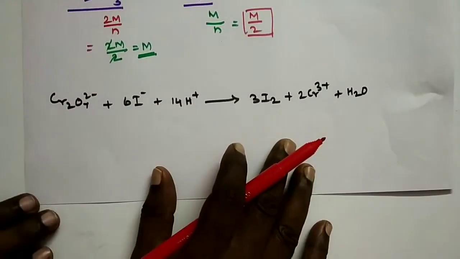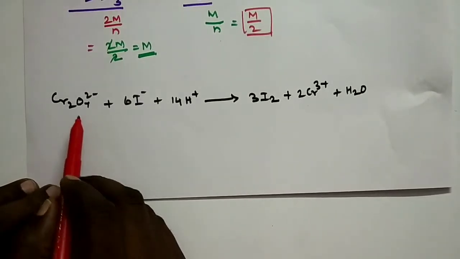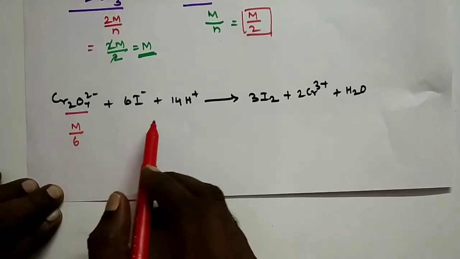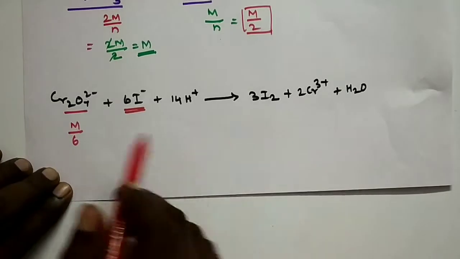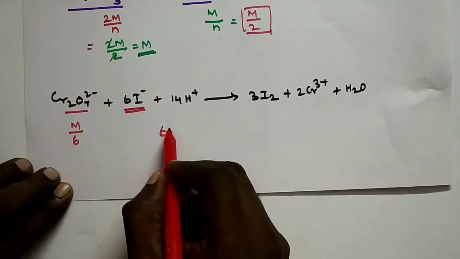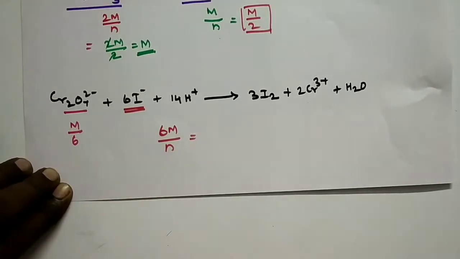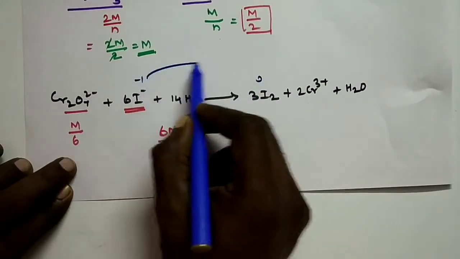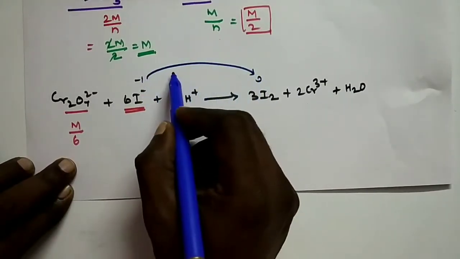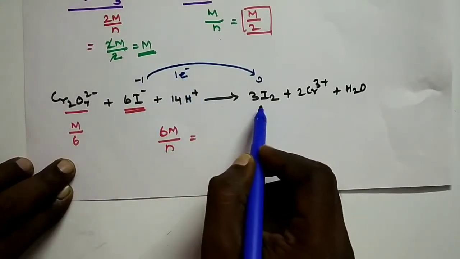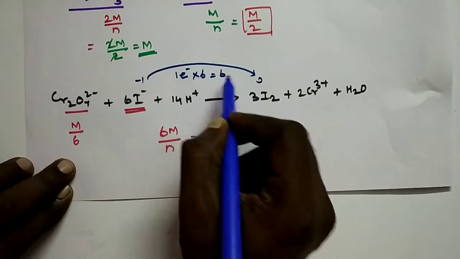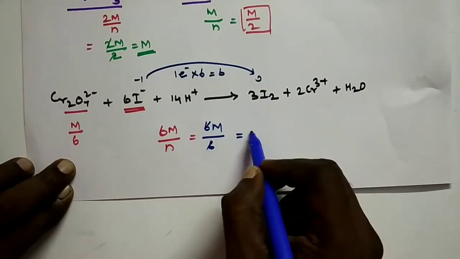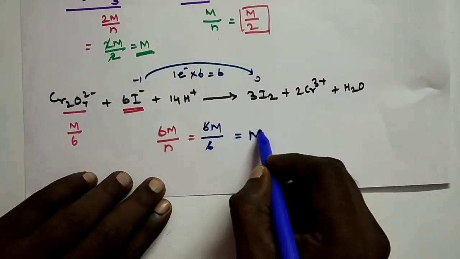Let's see the other example. This one, potassium dichromate, we have already seen: M by 6. Let's see iodine. There are 6 molecules, so 6M by N. What is N? Here minus 1 and here 0. That means 1 electron is lost. But there are 6 iodine on both sides, so into 6 is equal to 6. So 6M by 6 is equal to M.